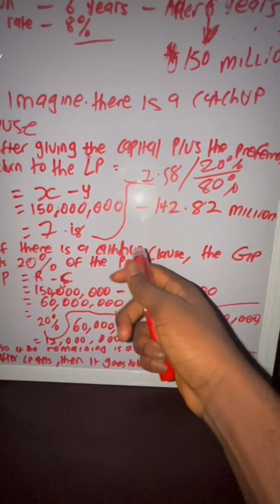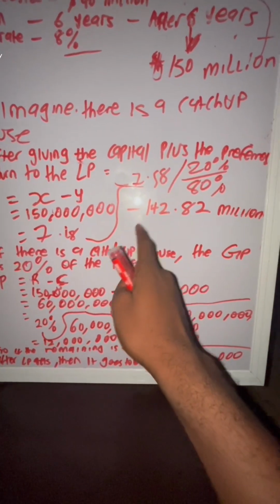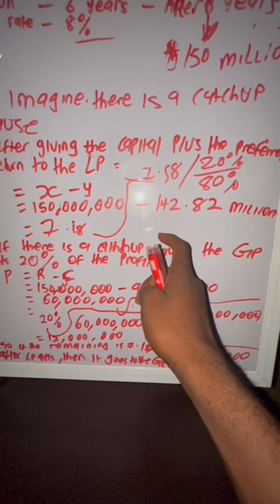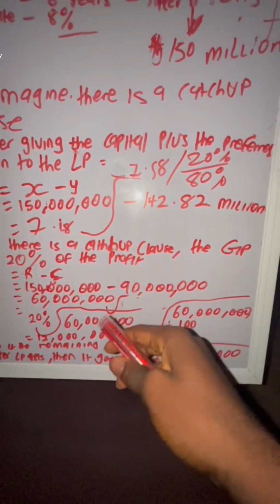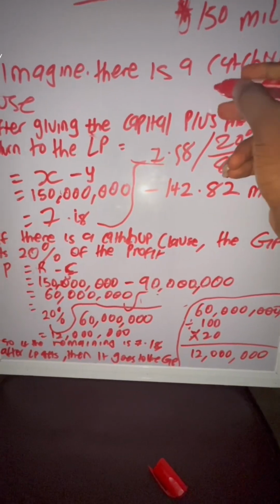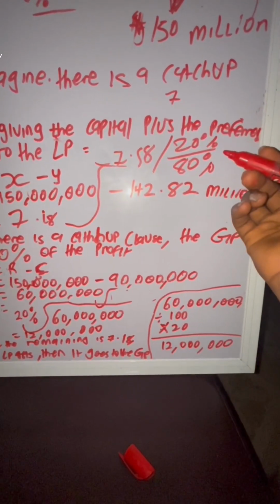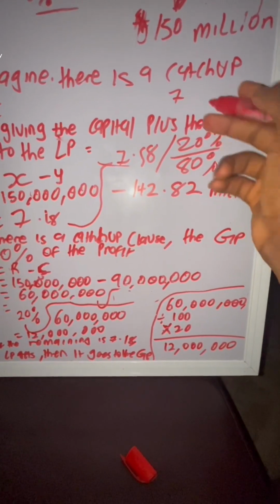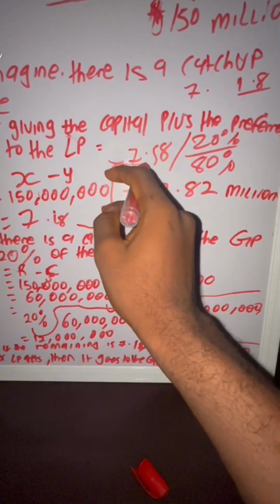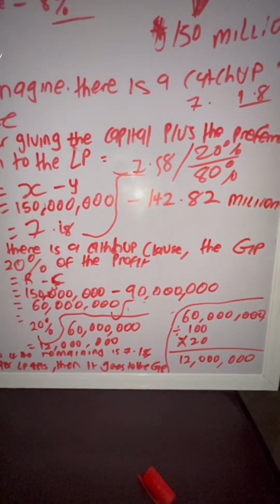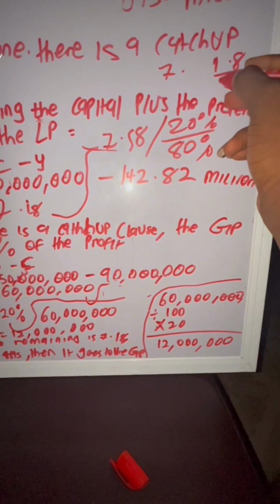So the LP gets this: 142.882 million, their capital plus their preferred return. And the GP gets this if there's a catch-up clause. What's 20% of 7? Basically they get about 2 million or so. There should be around 1.8, which is the 20% of 7.518. It's not even up to 1.8, but it's close to 1.8 of this. That's the 20% of it.